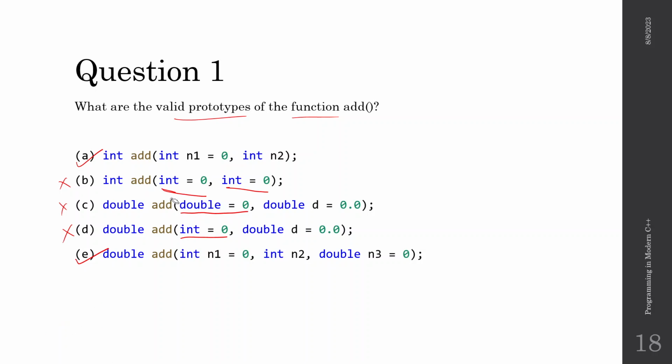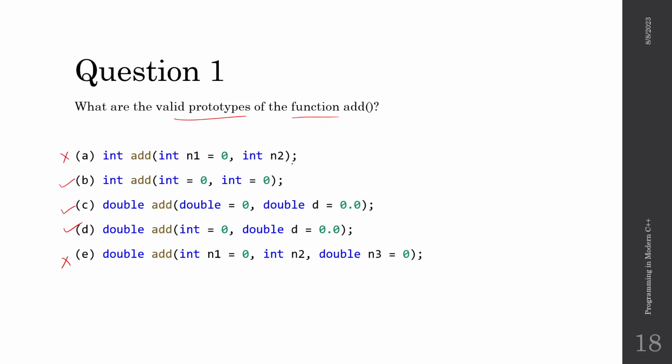So actually it will be the opposite. Sorry. So A and E are invalid. B, C, D are valid prototypes.